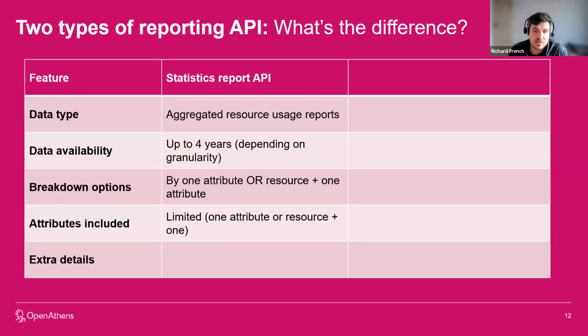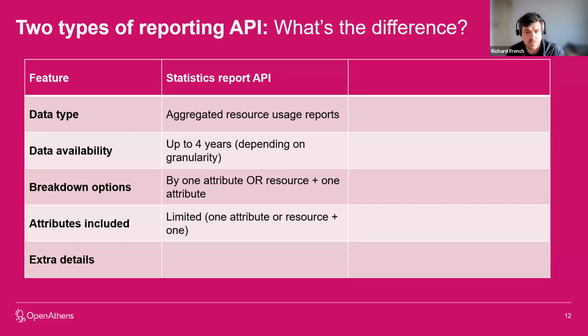So OpenAthens offers two versions of the reporting API. Both give you access to the data which you can use in the business intelligence tools, but they differ in what data they provide and how flexible they are. Both are useful, it just depends what you're trying to do.